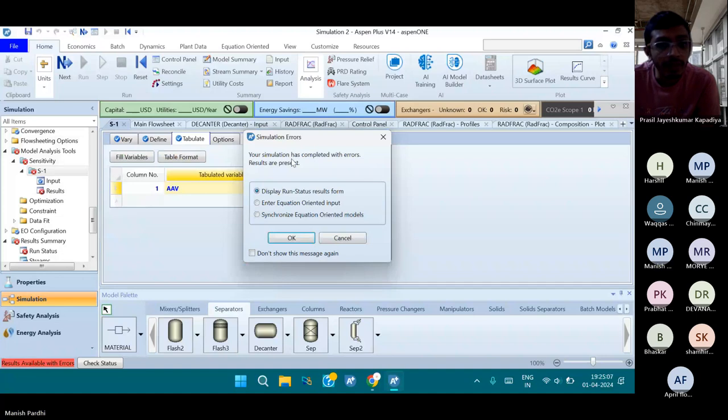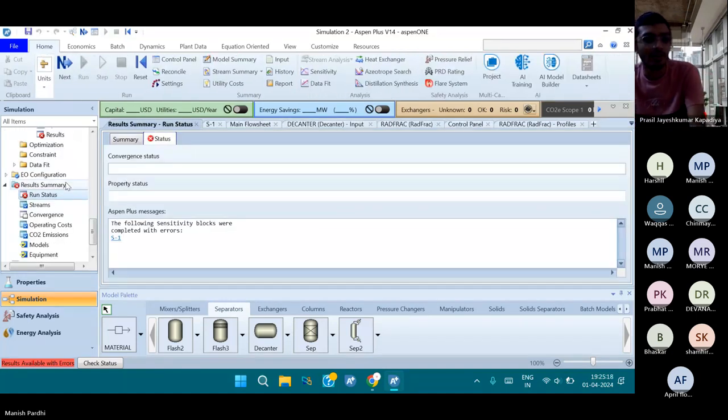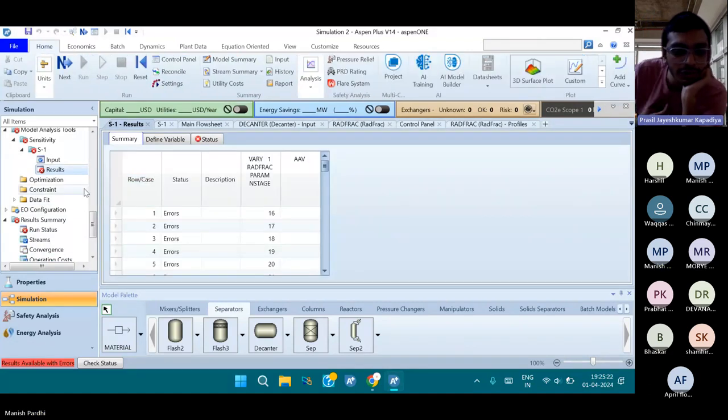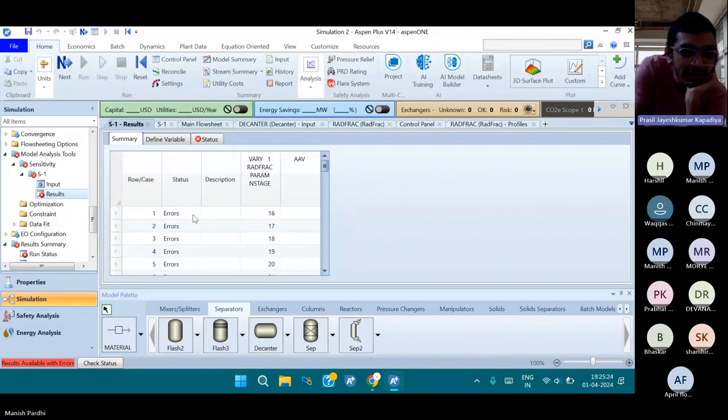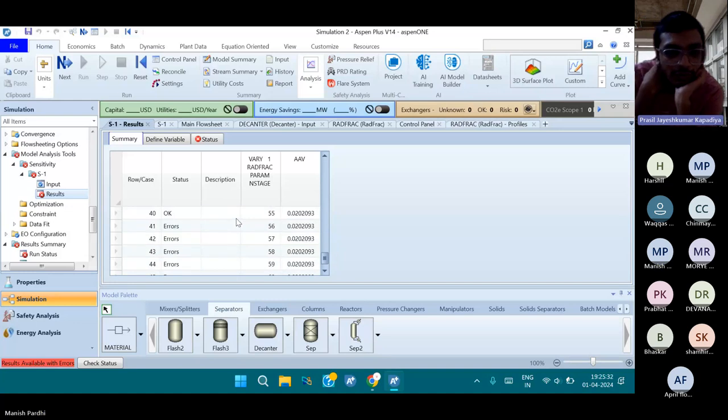Simulation error. It's fine. It will be because of the number of trays only. Go to results of the sensitivity part. No, not there. Yeah, S1 is having an error because of some number of stages. Okay, 16 is not showing any value. Go below. Okay, from 55 only it is showing the value. This is strange.